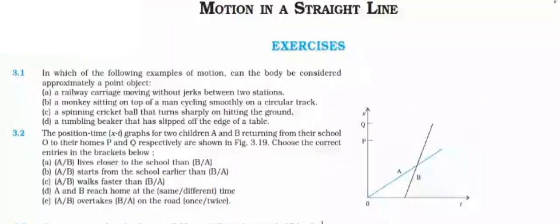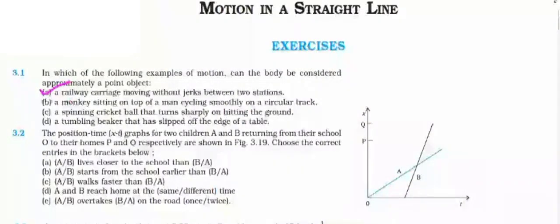Which of the following examples of motion can the body be considered approximately a point object? So here our concept is if the size of the object is very small compared to the path traveled by the object, then it can be considered as a point object. For example, a railway carriage moving between two stations. You can assume that the stations are far apart compared to the length of the train. The size of the train is small, so it can be considered as a point object.